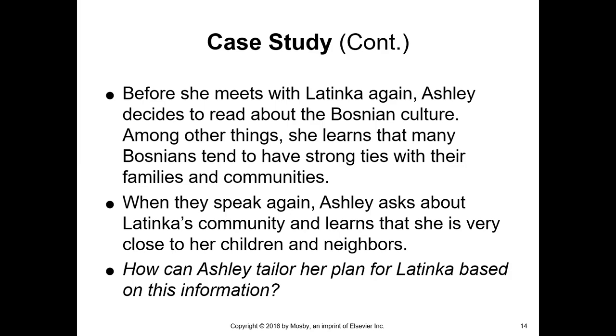So we want to also be asking them about information. Is there someone that helps you at home? Do you cook for other people in the home? Is there anyone else that exercises with you or that could exercise with you? So patients don't operate in isolation. They have people around them that are very important as well. And that's a great support system for patients. So when Ashley speaks to the patient about her community, whether that is family or friends or community organizations, she learns that she's very close to her children and her neighbors. So how can Ashley tailor her plan for this patient based on that information?